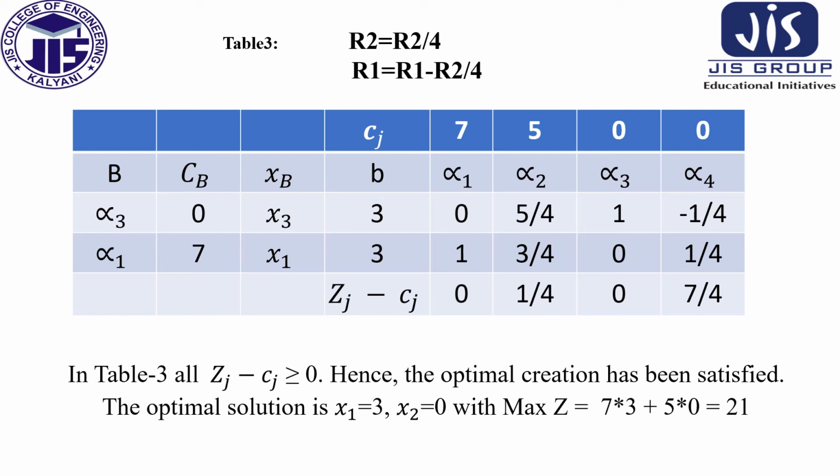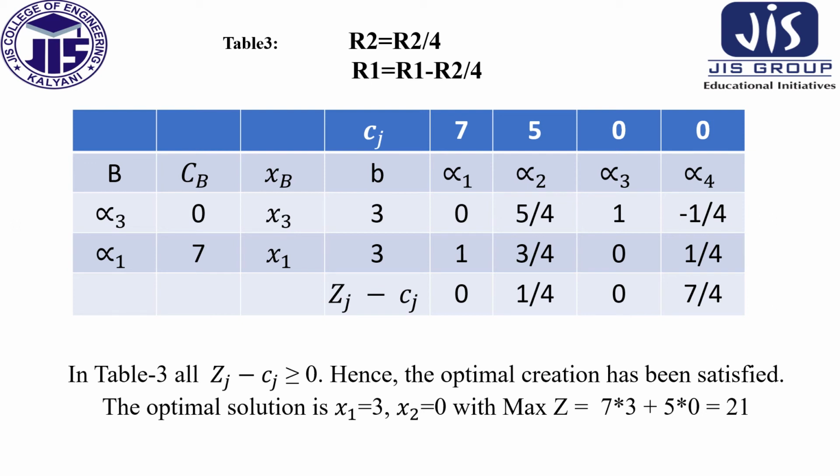according to the rule. So how can we convert this 1 into 0? The formula is R1 minus R2 divided by 4. So R1 minus R2 divided by 4, so this converted value will be 3, 0, 5 by 4, 1, and minus 1 by 4. So same thing we have to do, we have to find out here the basis vector form. So here the basis vector form is 1, 0, 0, 1. So 1, 0 is present in alpha 3, so in the B column we have to write here alpha 3 first and then alpha 1, because the second column of the basis vector form is present in alpha 1. Okay, now the corresponding x variable we have to write in the xB, that is the x3 and x1.